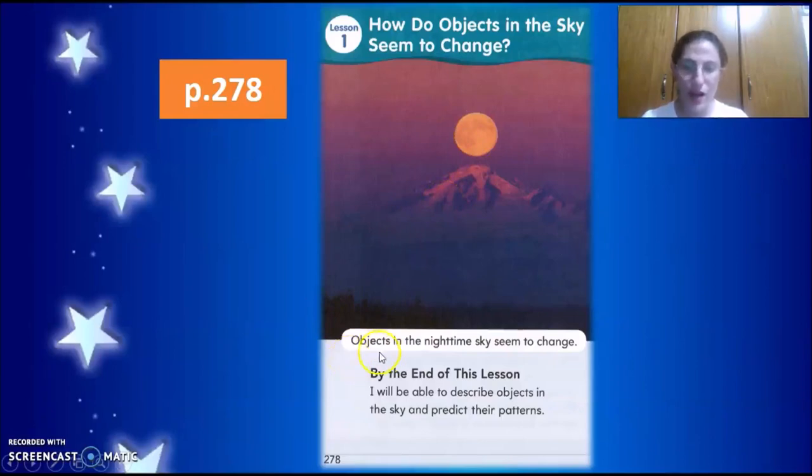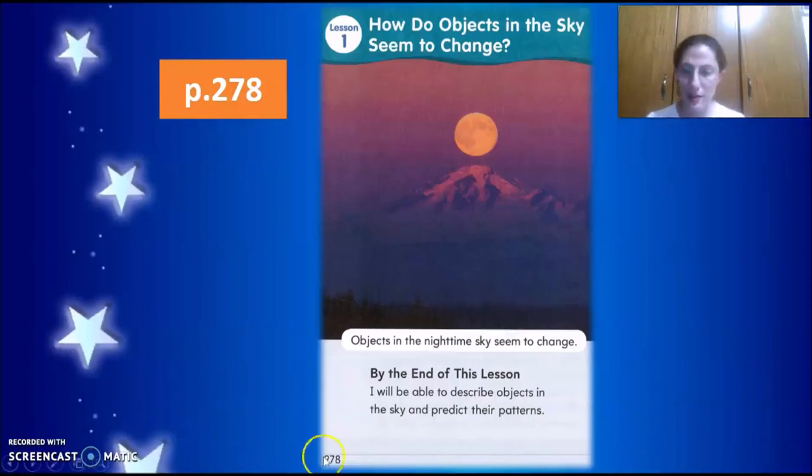Let's read together. Objects in the nighttime sky seem to change, so they appear as if they are changing. The things that we see in the nighttime sky appear as if they are changing. Now, by the end of this lesson, I will be able to describe objects in the sky and predict their patterns. Whenever we say predict, it means guess their patterns, okay? Guess how they are going to be repeated, whether they're going to be repeated or not.